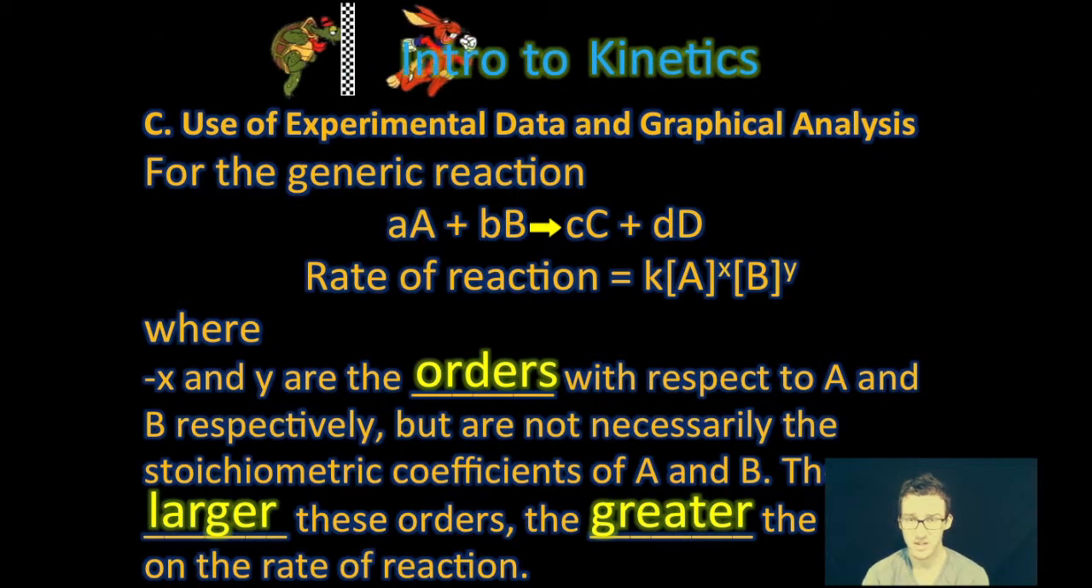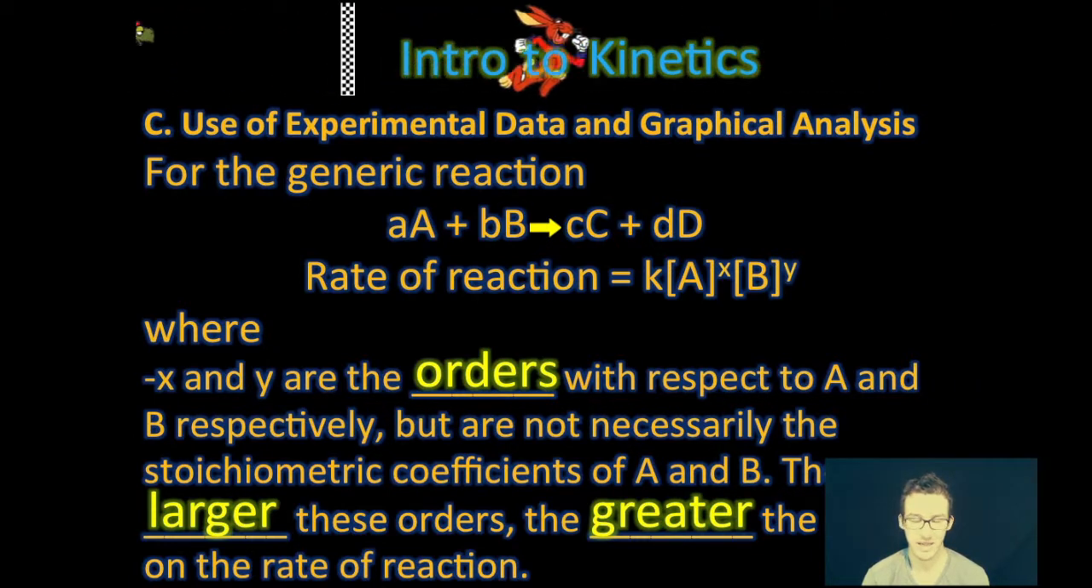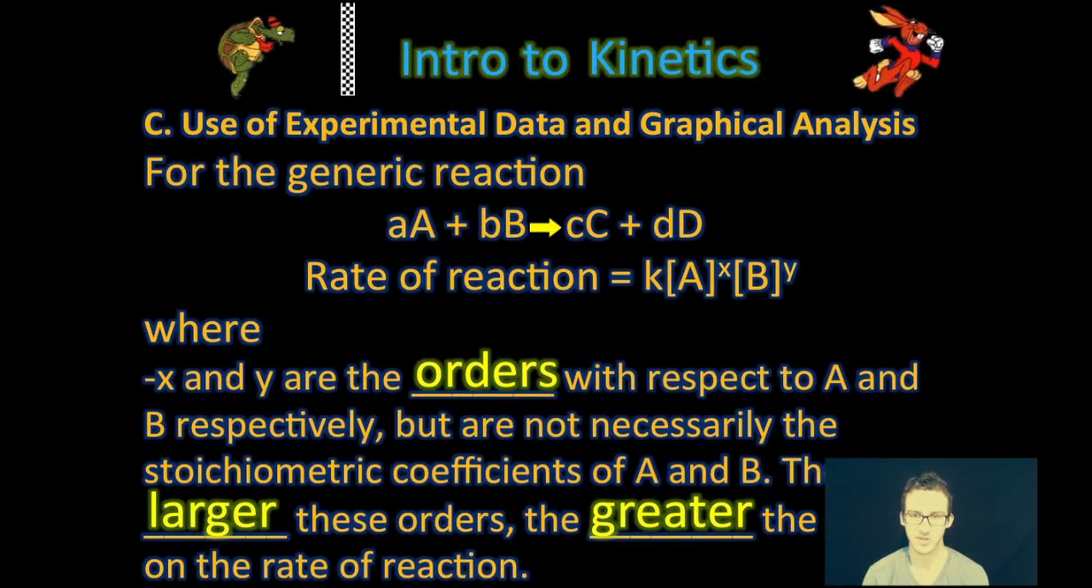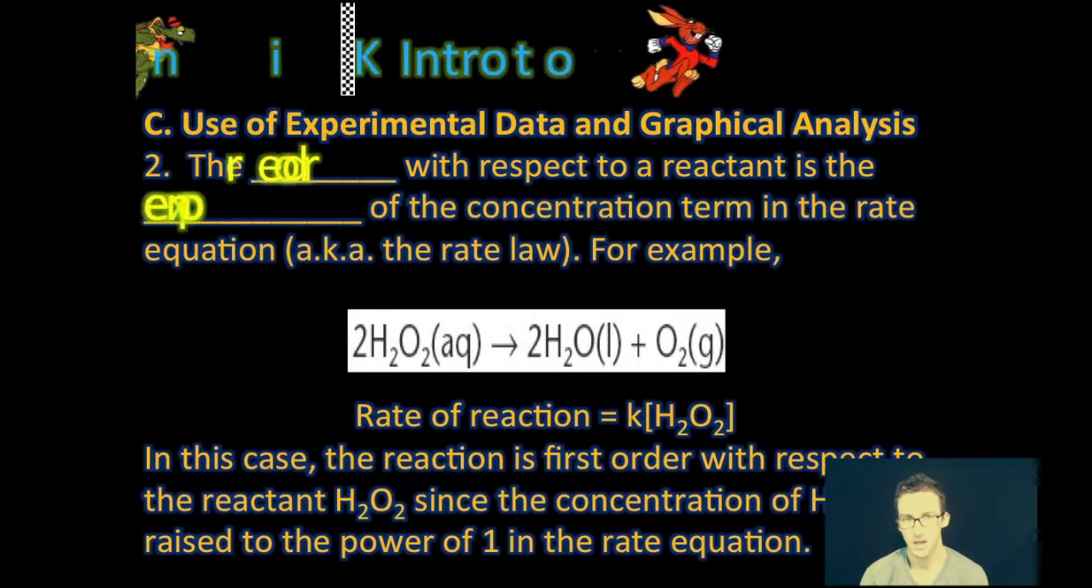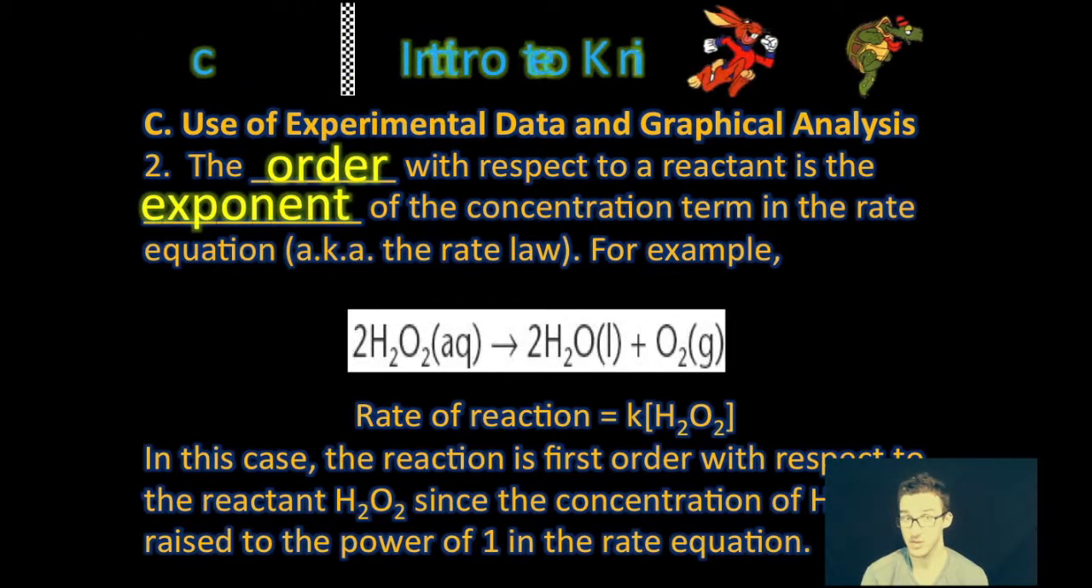Bottom line, these orders are going to tell us what effect the concentration of that given reactant has on the overall reaction. And generally speaking, the larger those orders are, so the larger those exponents are, the greater the effect on the rate of the reaction, which makes sense. Okay, so what would this look like in a sample equation?